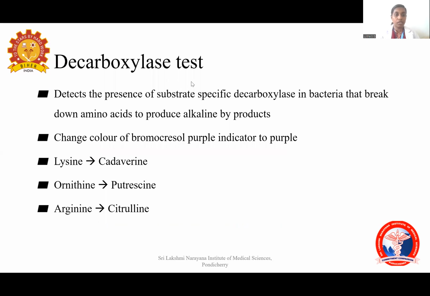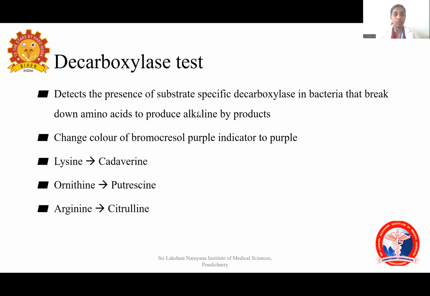Now coming to the decarboxylase test. This test detects the presence of substrate-specific decarboxylase enzyme in the bacteria. Several decarboxylase enzymes are there, so various amino acids can be decarboxylated to alkaline byproducts. We add different amino acids in various media and check the ability of the organism to decarboxylate the different substrates. If the decarboxylase enzyme is there, it will break down the amino acid to produce alkaline byproducts.